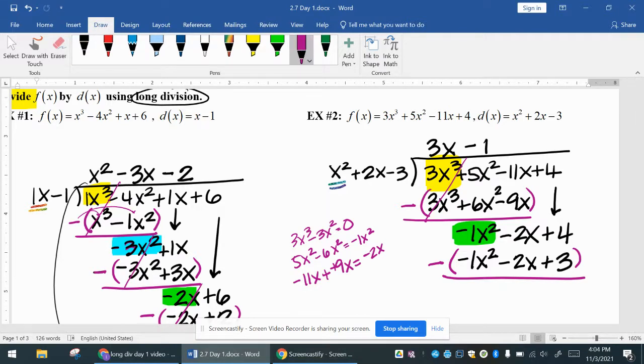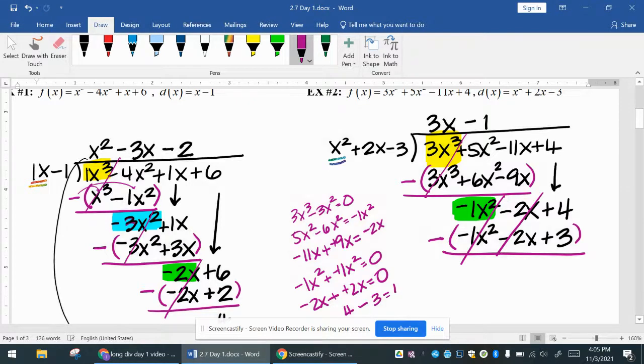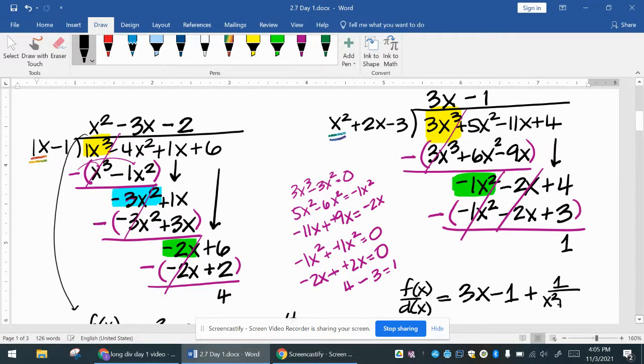So negative 1x squared minus negative 1x squared becomes 0. Then you've got negative 2x minus negative 2x. That also becomes 0. And finally, you have 4 minus 3, which is 1. So your remainder is 1. And the way you write your answer is you put your quotient, so the answer that's on the top. So f of x over d of x equals 3x minus 1 plus the remainder over the divisor.